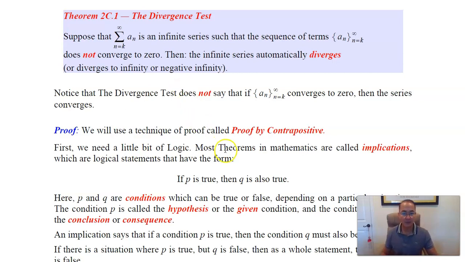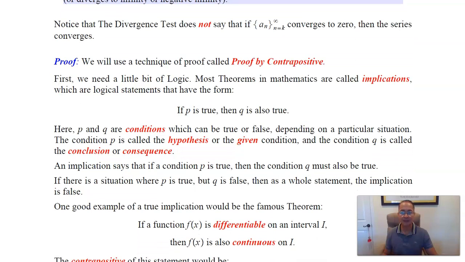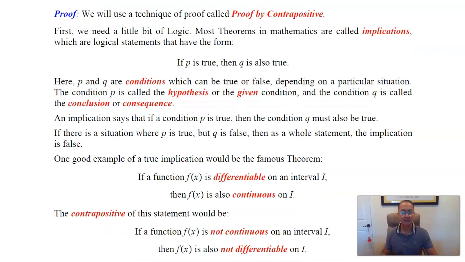Okay, so let's go over the proof, and as I said, it has to do with the contrapositive of this statement. We covered this a few minutes ago. The implication is, if something is true, then something else is true. One very good example that we see in calculus has to do with differentiability and continuity. If a function is differentiable on an interval I, then the same function is also continuous on I.